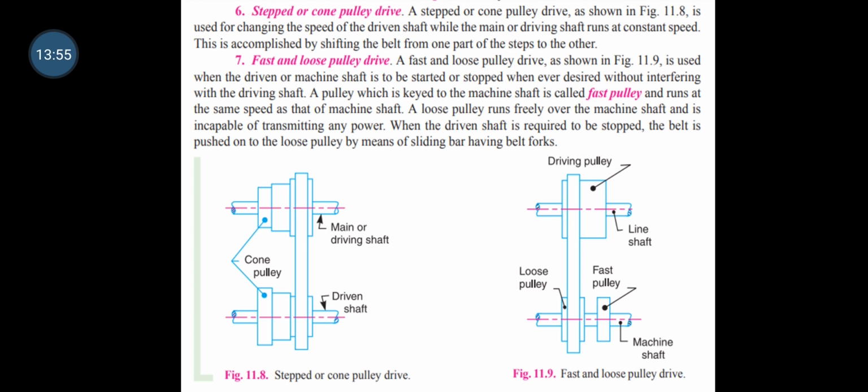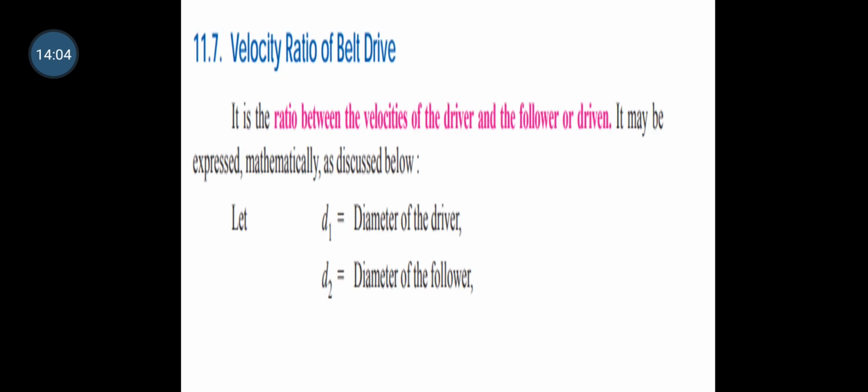And the next one is the velocity ratio of the belt drive. Velocity ratio is the ratio between the velocity of the driver and the follower. It may be expressed mathematically: N2 divided by N1 is equal to D1 divided by D2, where D1 and D2 are the diameters of the driver and the follower, and N1 and N2 are the speeds of the driver and the follower in RPM.